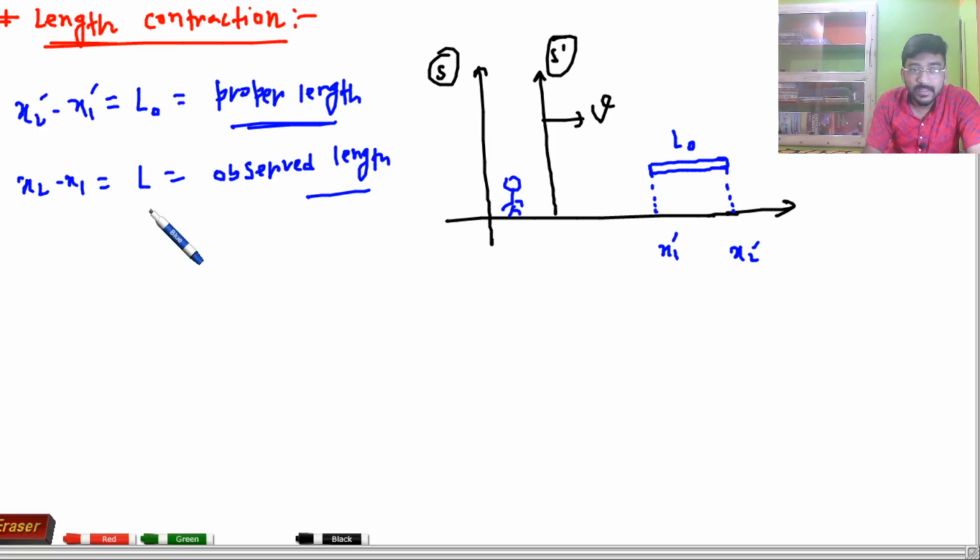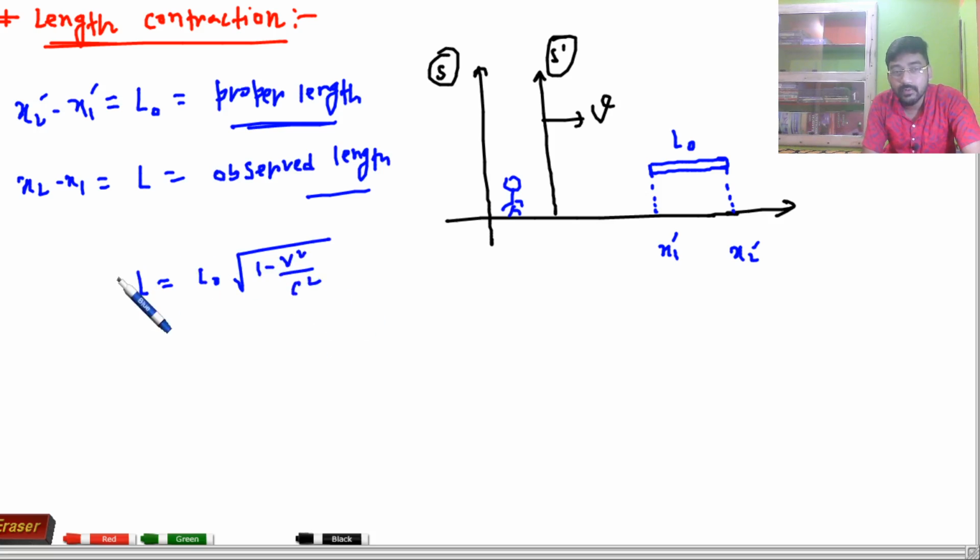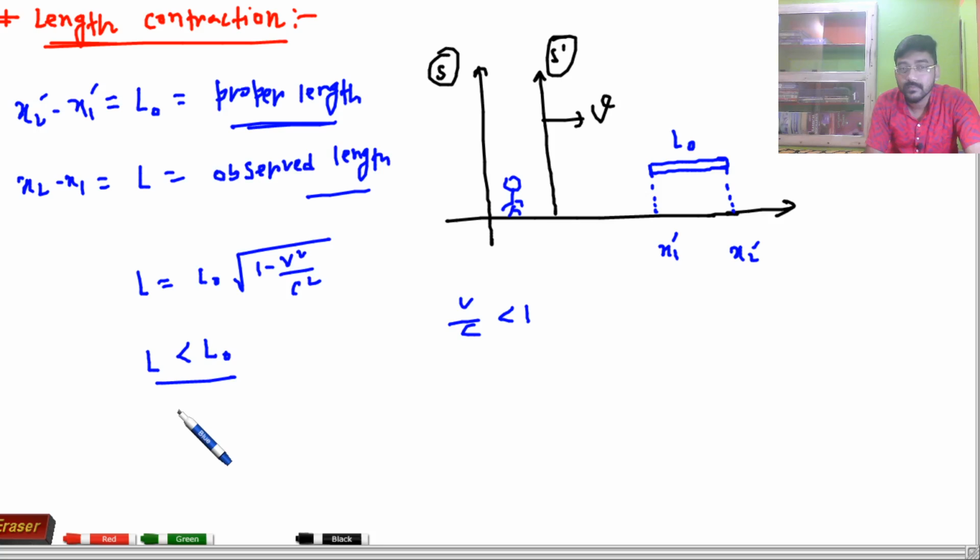And this L and L0 are related by this equation, that is L is equal to L0 root 1 minus v square upon c square. And you can see from this equation that as v by c is less than 1, this term is less than 1. So of course L is less than L0. So you can say the observed length, the measured length, is less than the actual length.